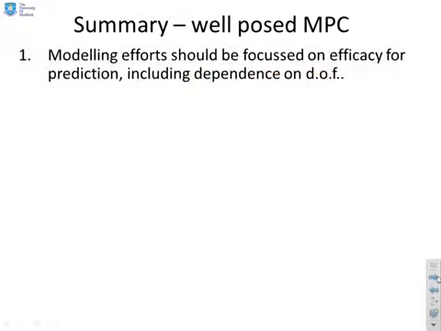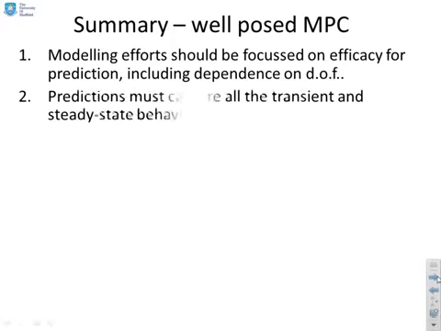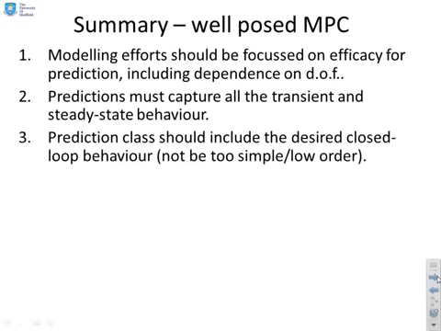So in summary, for a well-posed predictive control law, the modelling effort should be focused on the efficacy for prediction, which includes the dependence on the degrees of freedom. So you don't just model for the sake of modelling, but the modelling has to think about, can I use this model for prediction? Does this model show the impact of the degrees of freedom I've given myself? Predictions must capture all the transient and steady state behaviour. It's no good if they just capture short-term behaviour.